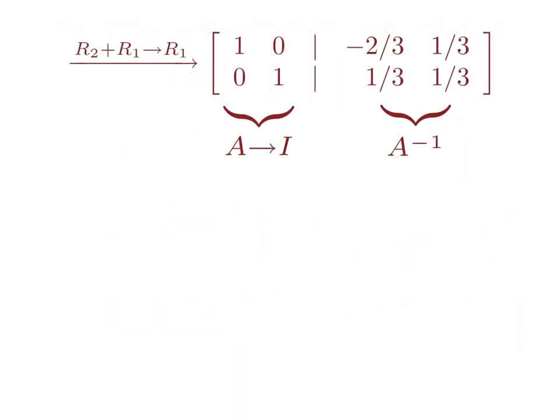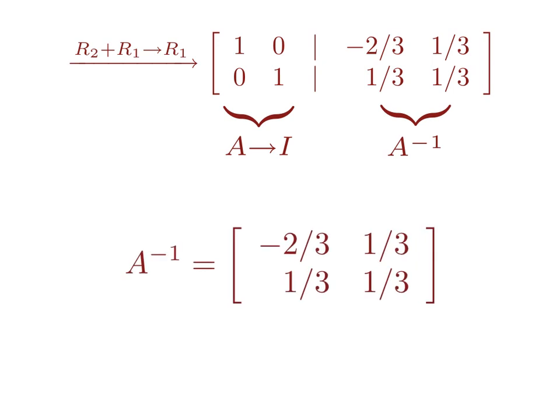So what does that look like? Well, we have on the left, A has been converted into the identity matrix through elementary row operations, and on the right is A inverse. And so we write A inverse is minus 2/3, 1/3, 1/3, 1/3.